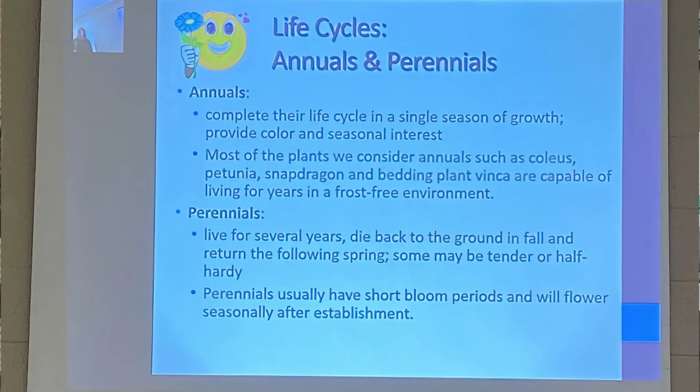Life cycles, annuals and perennials, we pretty much know. Annuals complete their life cycle in a single season of growth, providing color and seasonal interest. Most of the plants we consider annuals, such as coleus, petunias, snapdragons, and bed plant vinca, are capable of living for years in a frost-free environment. Perennials live for several years, die back to the ground in fall, and return the following spring. Some may be tender or half-hardy. Perennials usually have short bloom periods and will flower seasonally after establishment.